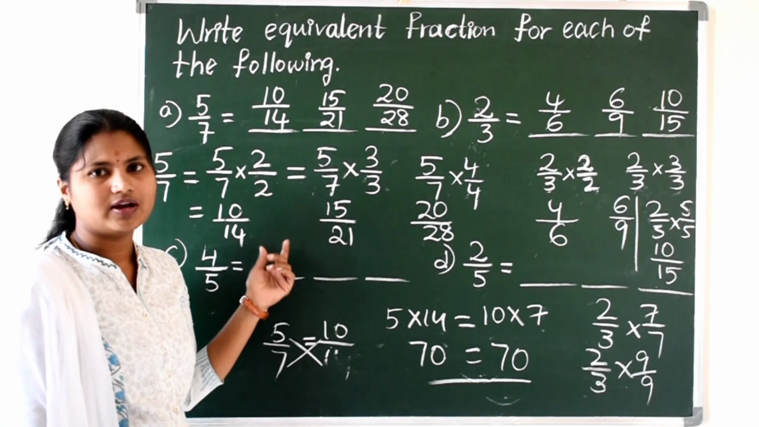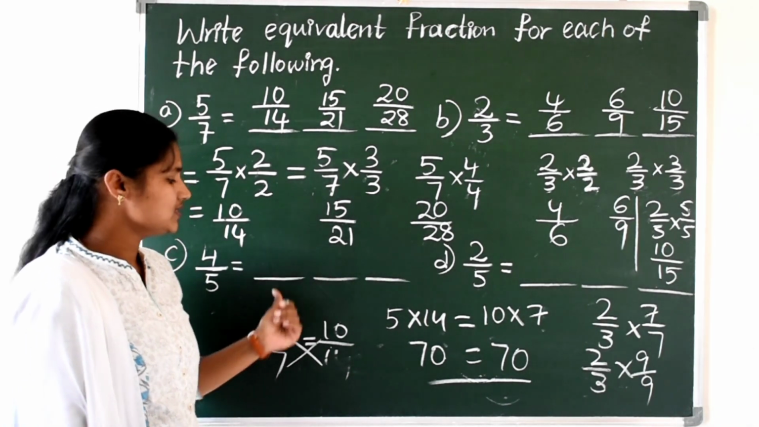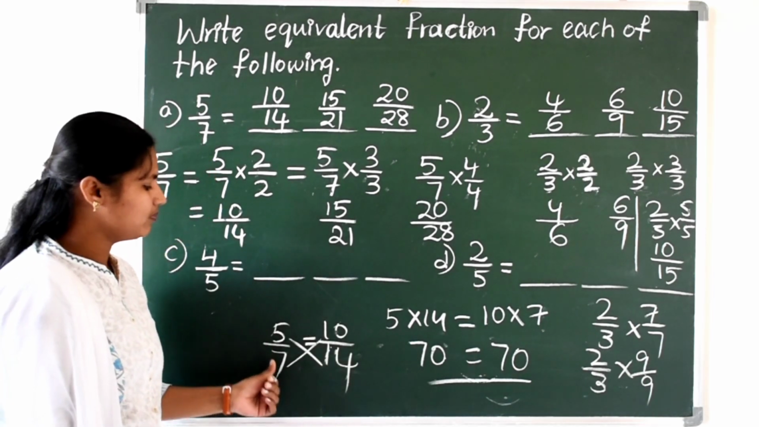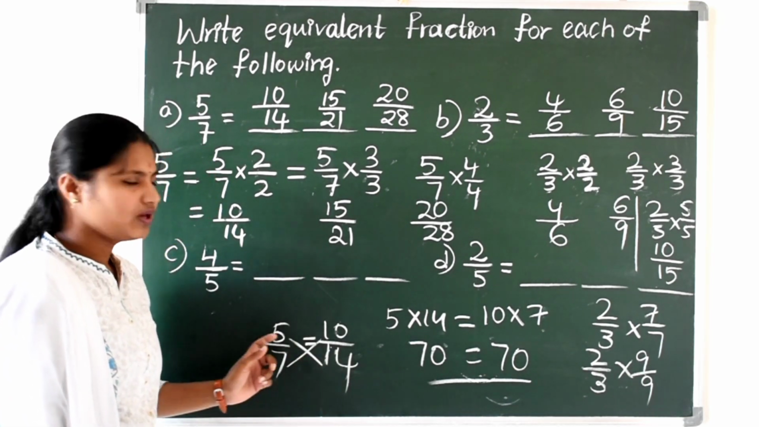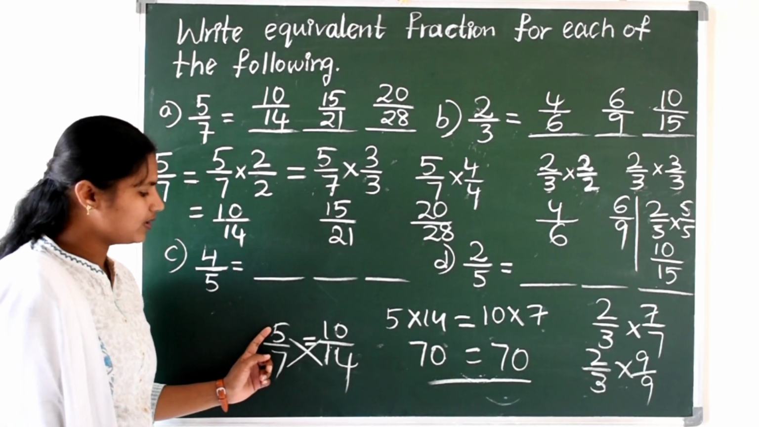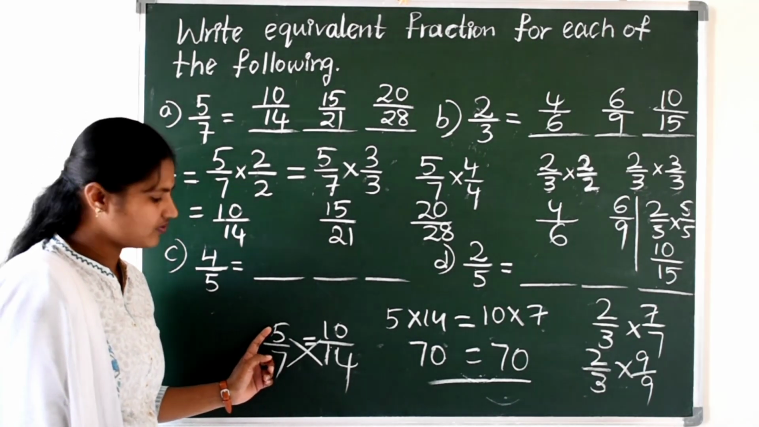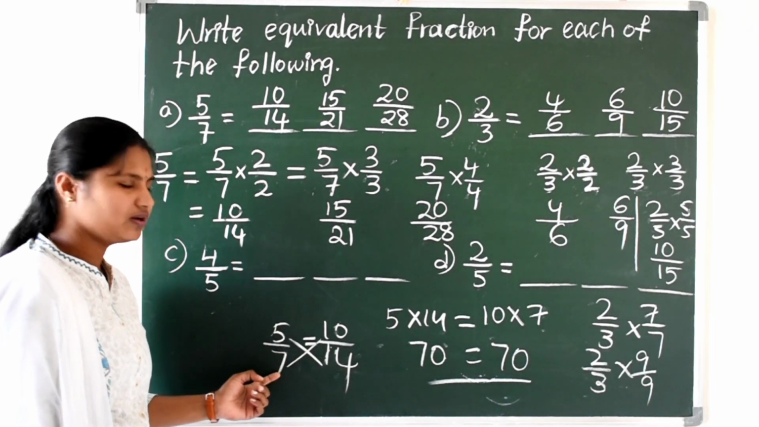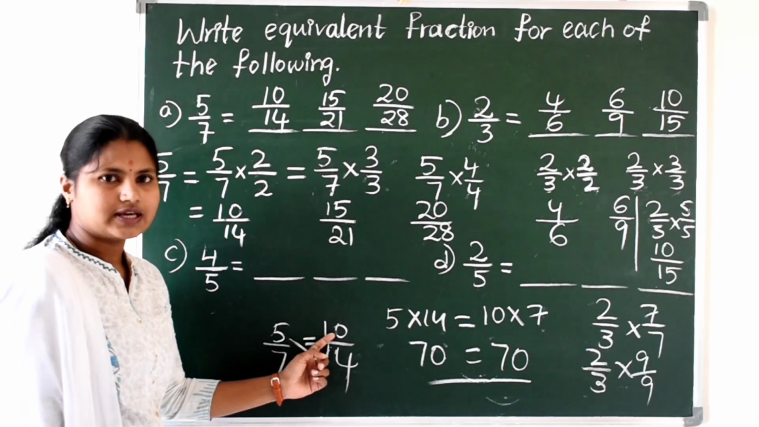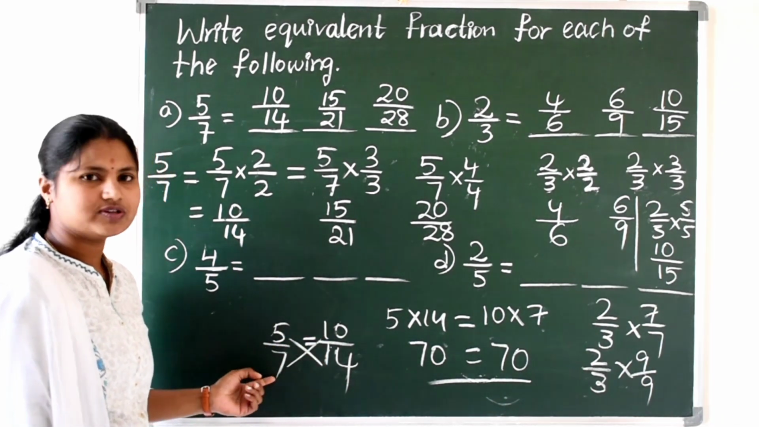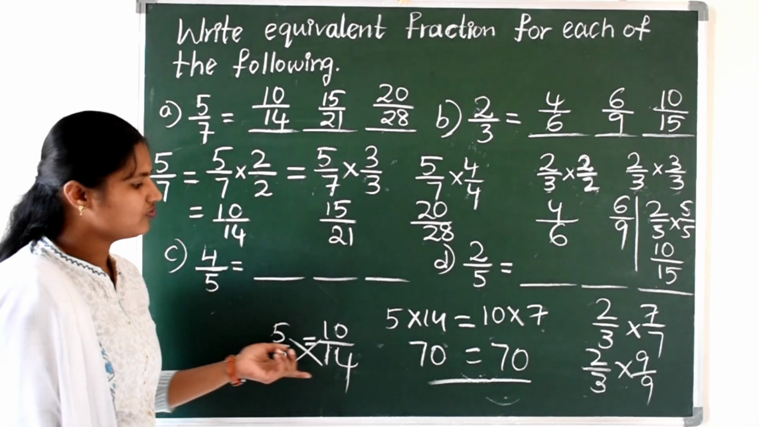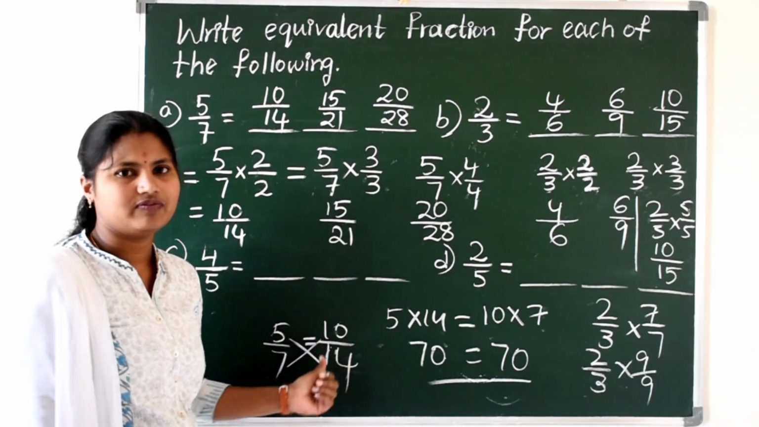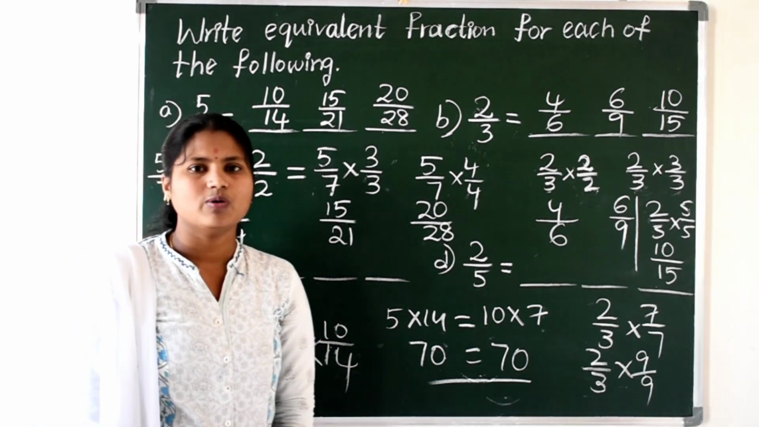How to check equivalent fractions? Just cross multiply. How to cross multiply? Multiply the numerator of the first fraction with the denominator of the second fraction, and the numerator of the second fraction with the denominator of the first fraction. If we get the same answer on both sides, then it is an equivalent fraction for the given fraction. Hope you understand the class.